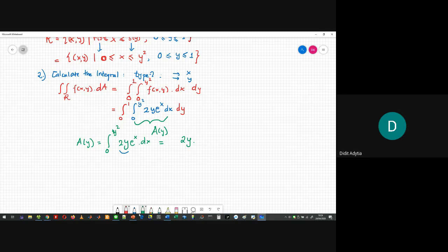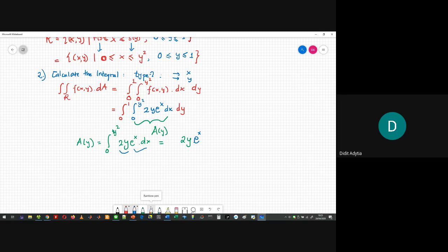And then we integrate e^x. What is the integral of e^x? E to the power of x. Does anyone know? Does anyone know this? The integral of e^x is itself, okay? Itself. E to the power of x.